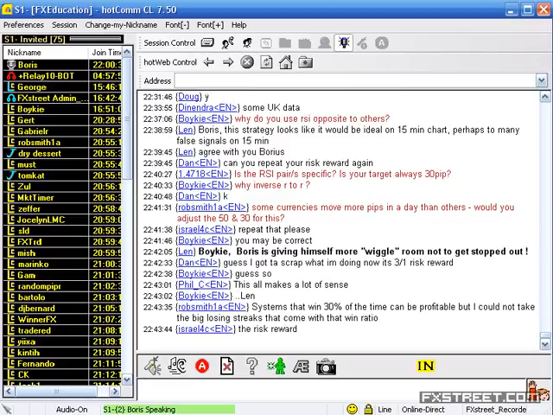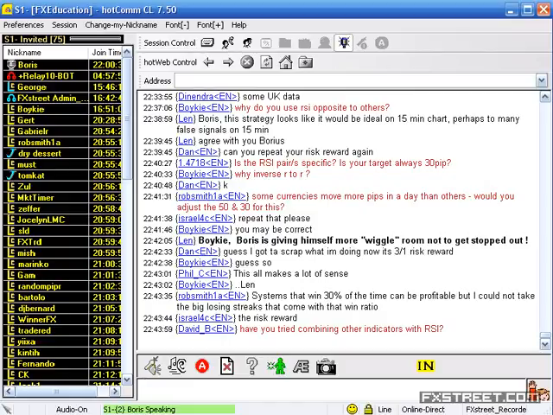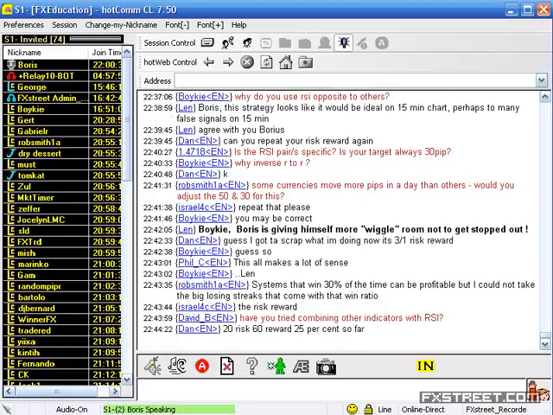Rob is making an actually great point about the risk reward. Systems that win very infrequently also suffer from double damage. If you win only 30% of the time, it's very statistically possible for you to win only 10% of the time for a very long period of time. And that could literally bleed you down to nothing in terms of your drawdowns. So that's why I prefer to trade high probability versus high risk, high reward.